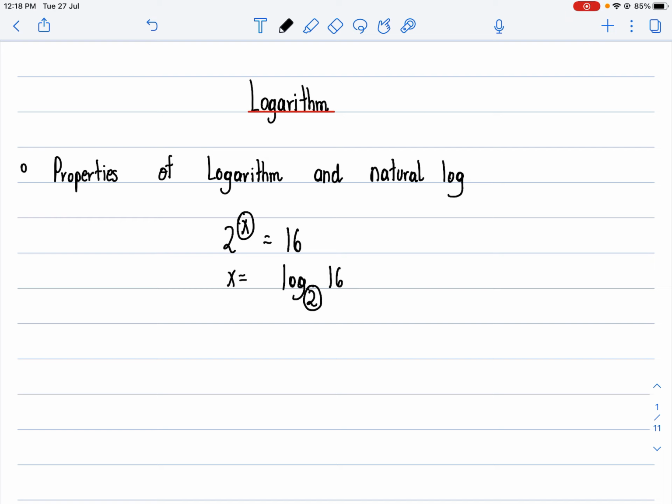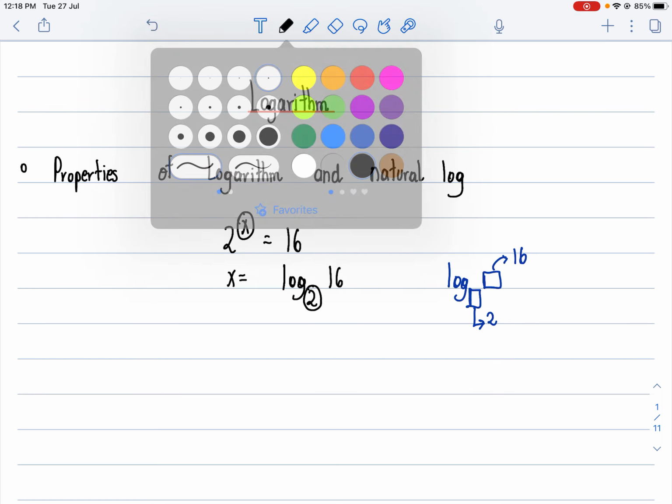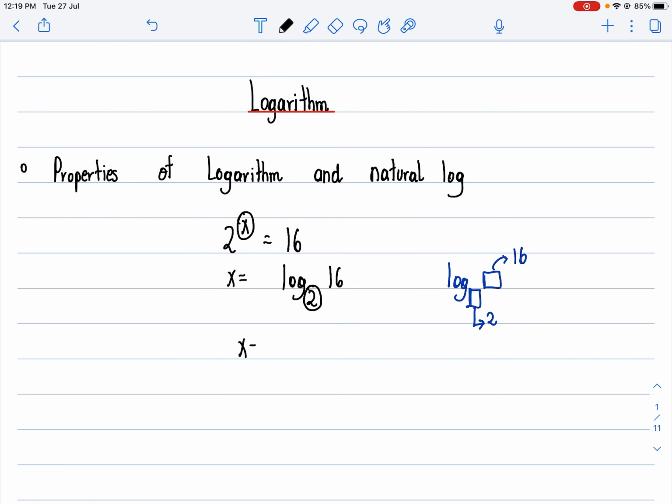Correct? So you can even solve this on the calculator. If you see on the calculator, you'll have a button like this. In the base you put 2 and on the top you can put 16. And when you solve it, you get your answer as 4. So the value of x is 4. This is the basic use of logarithm.